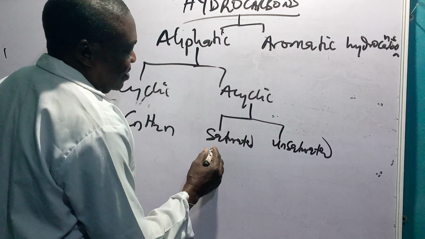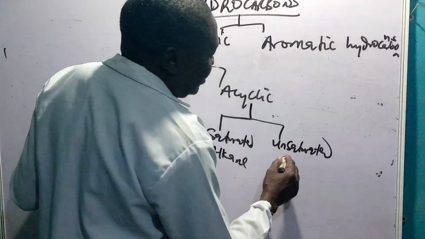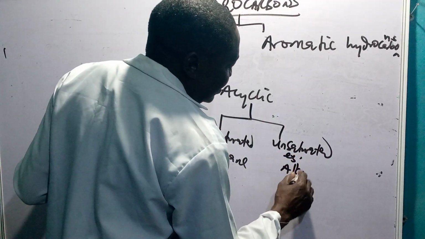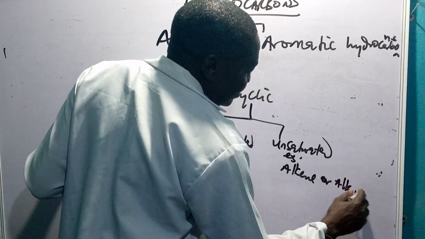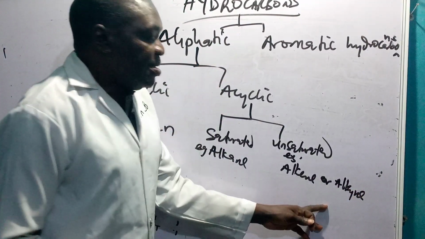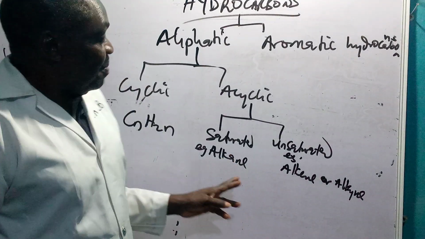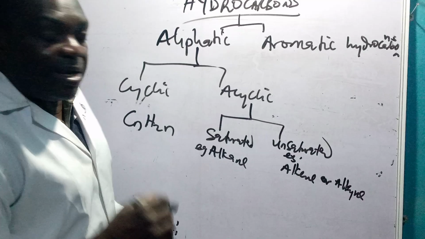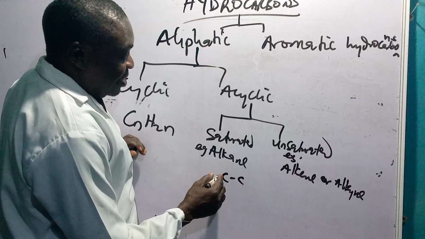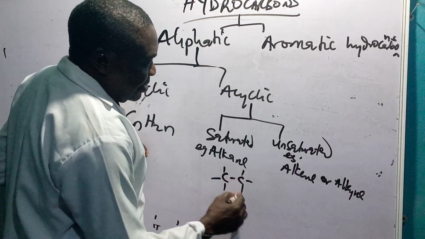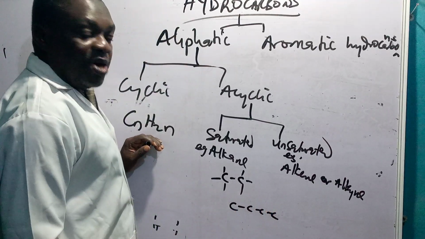Example of a saturated hydrocarbon is alkane, while unsaturated can either be alkene or alkyne. When we say saturated, like we said before, it contains single bonds in between two carbon atoms. For example, you have two carbon atoms like this. See, they are single bonds. This can be taken as 18 like this, or longer than this, but there must be single bonds throughout.